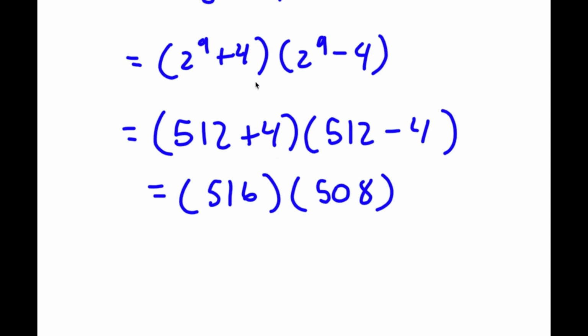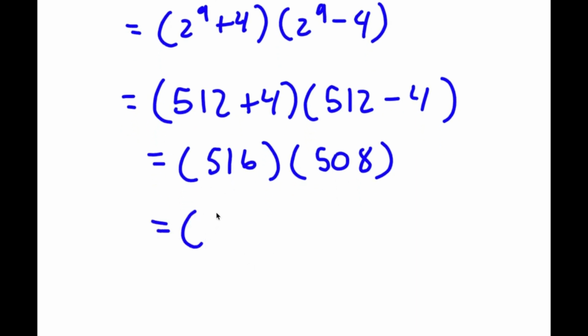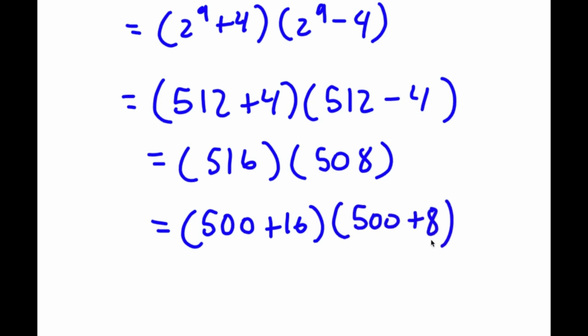Now from here, what I'm going to do is rewrite 516 as 500 plus 16, and rewrite 508 as 500 plus 8. The reason I did this was to make this problem easier to multiply, because we're trying not to use a calculator, and if we multiplied 516 with 508 on paper, that's going to take a while to solve.